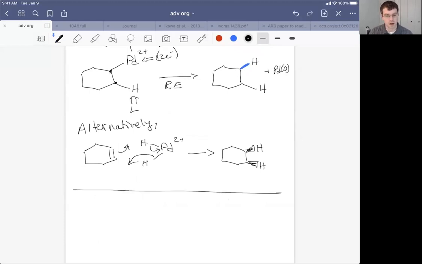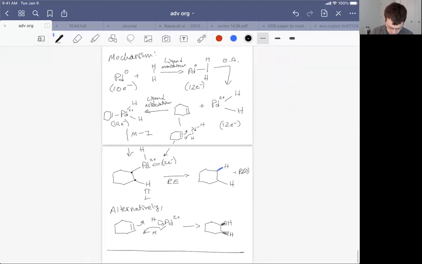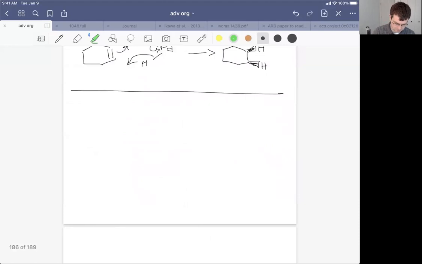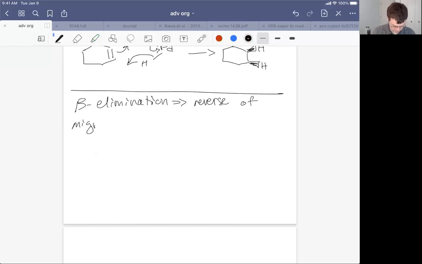Okay, moving on. Let's reflect on what we were able to do here with this other mechanism. The migratory insertion reaction allows us to form bonds between palladium and carbon and hydrogen and carbon at the same time. So it's a pretty powerful reaction because it allows us to take a pi system and form two bonds from the metal complex. Okay, so that's just an example. Now, the reverse of this process is beta elimination. So beta elimination is again the reverse of migratory insertion.